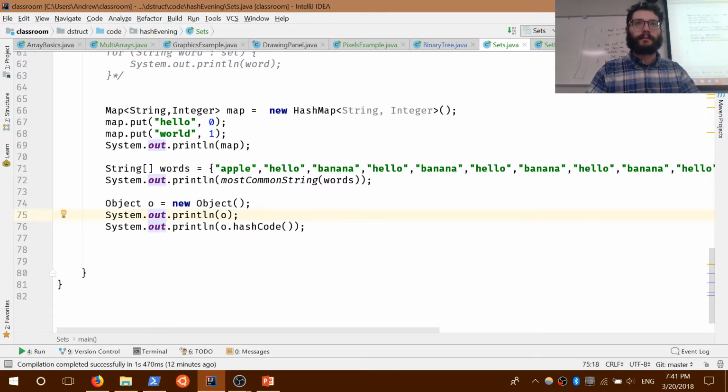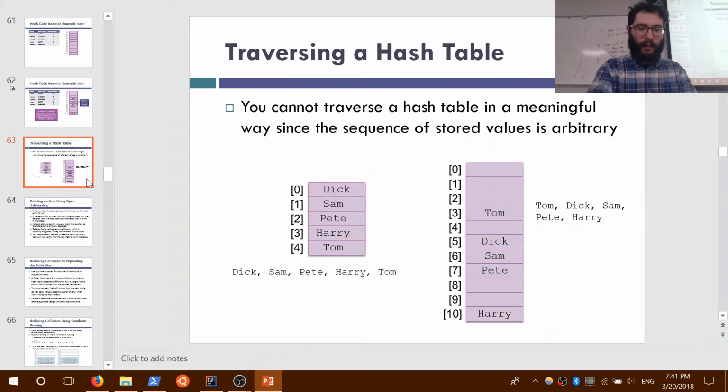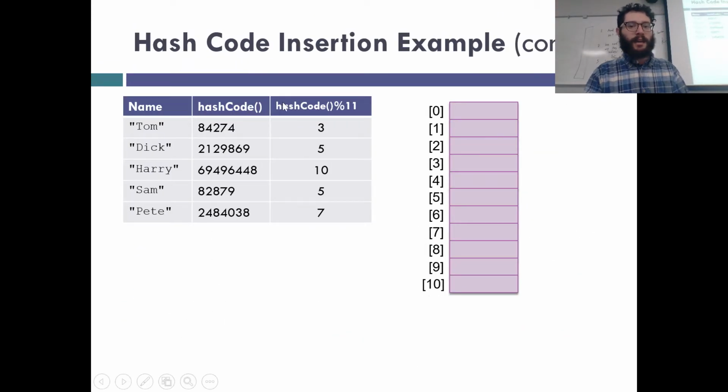Why did you do modulus size? Modulus size because, that's a great question, we have 11 as the size of the hash table here, right? So this is a hash code. This is a uniquely generated number for each of these things.